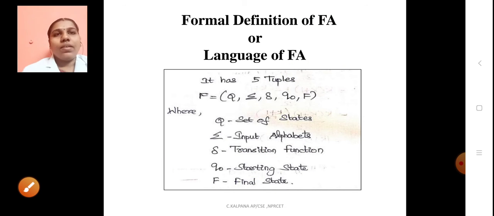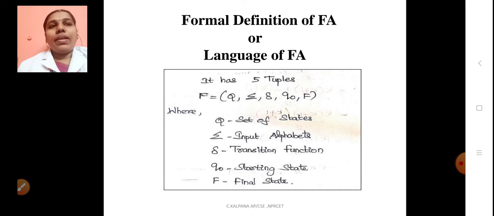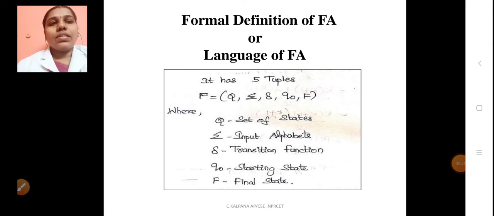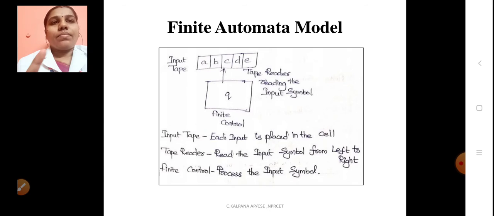Again I am explaining, it is one of the important concepts. For each and every problem we have to mention the formal definition. Formal definition of finite automata means it has 5 tuples. First one is Q, set of states, and summation, input alphabets. It may be numbers or uppercase letters, lowercase letters, or any special characters. And delta is the transition function, Q naught is the starting state, and F is the final state.